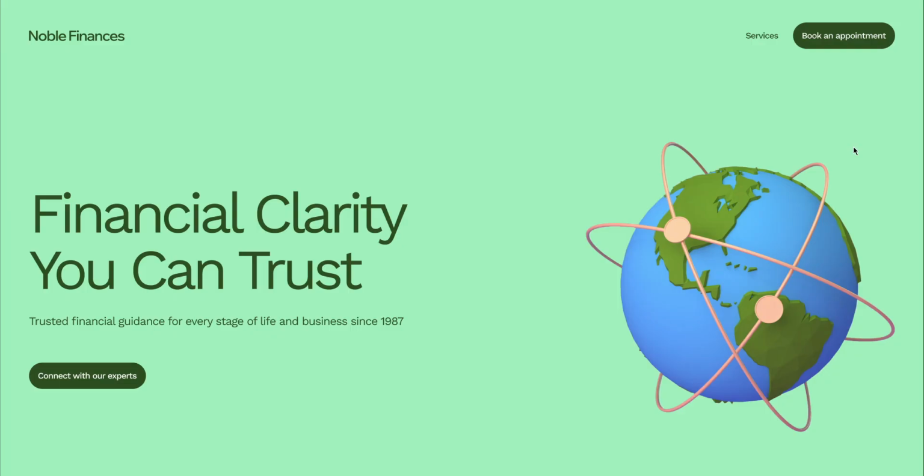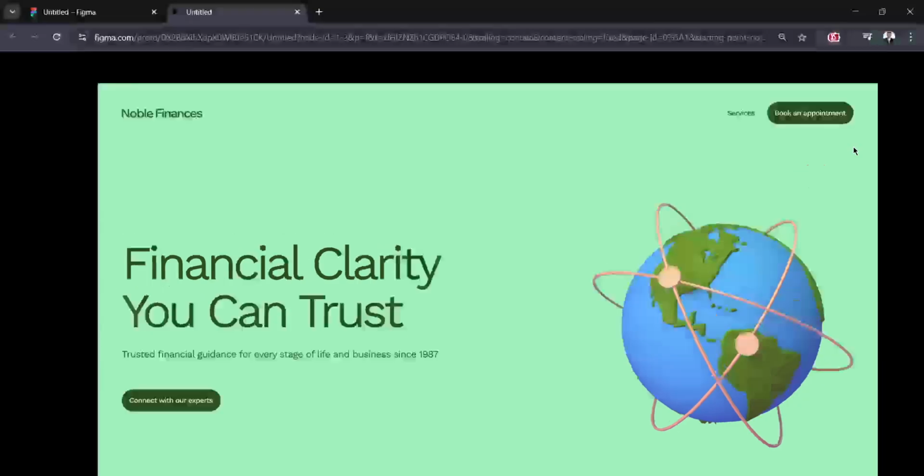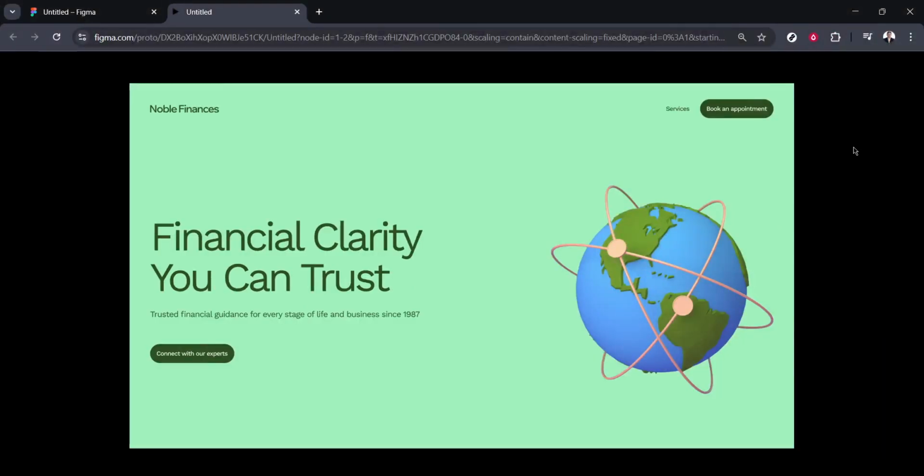Clicking Enter Full Screen immediately expands your design to fill your entire monitor. All peripheral elements, such as browser tabs, toolbars, and even your operating system's taskbar, will vanish. Your Figma design will then take center stage, providing a completely unobstructed and immersive viewing experience.